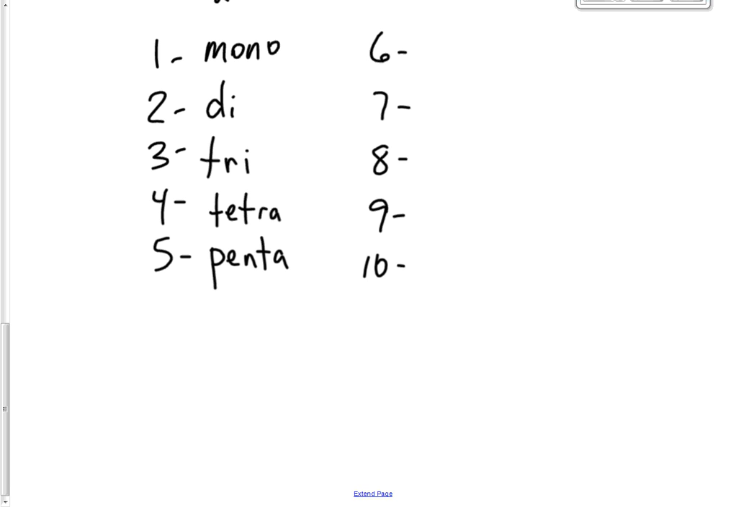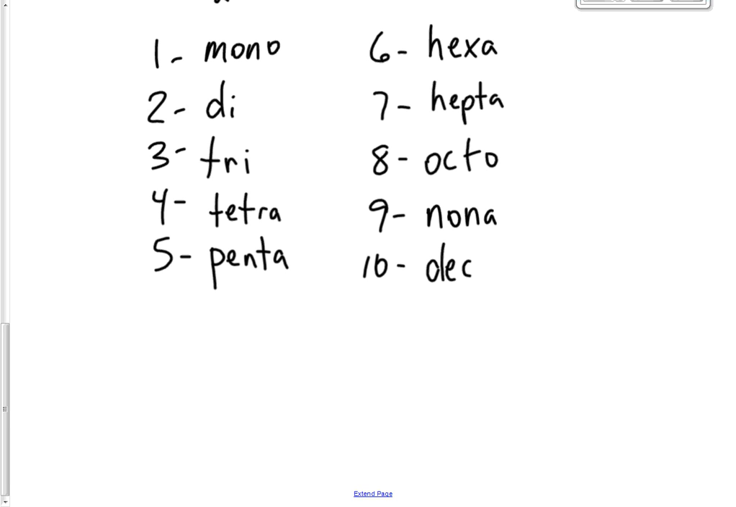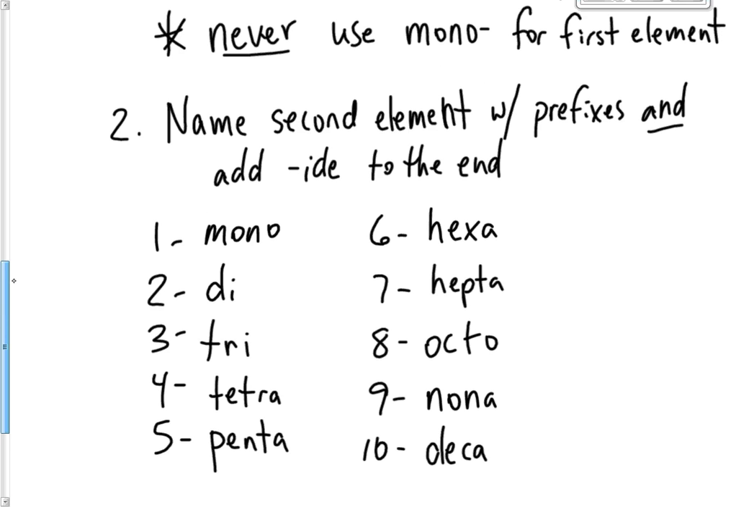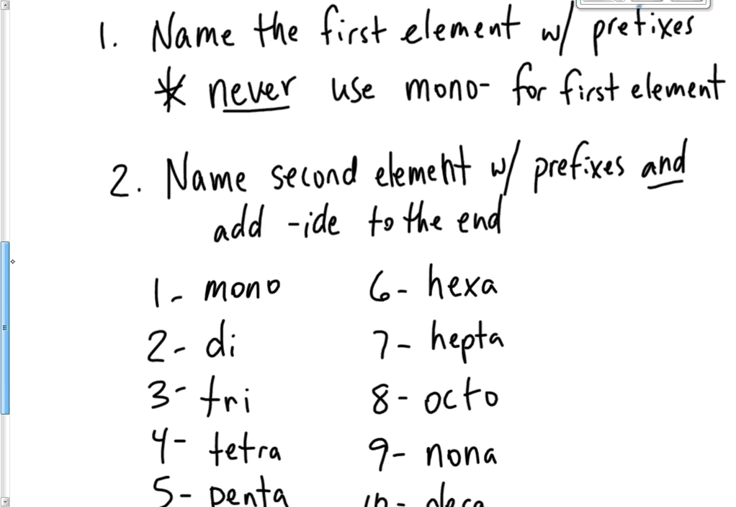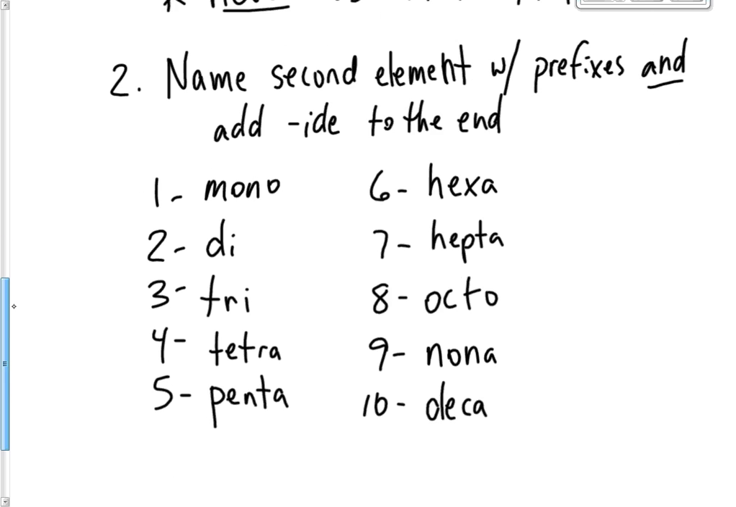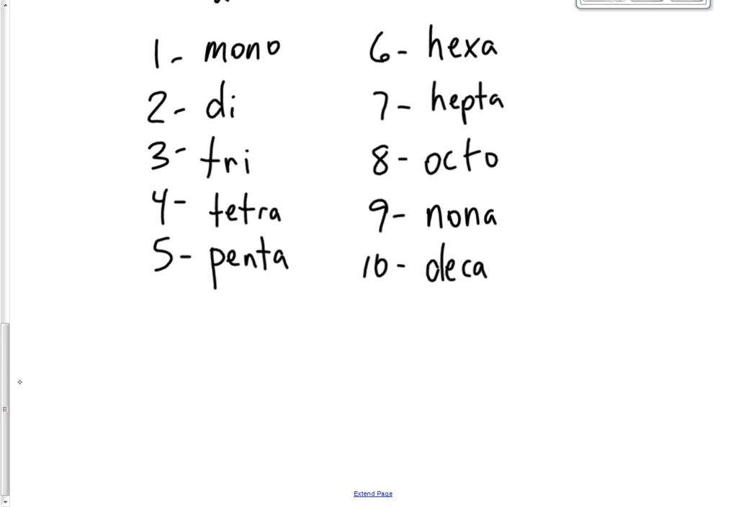A lot of these you'll remember from geometry or some math class. 6 is hexa. 7 is hepta. 8, octo. Nona is 9, and deca is 10. So remember our first step, we're going to name the first element with the prefixes, but we're never going to use mono. So even if it's just 1, we're not going to throw mono in there. All right, so let's do some examples.